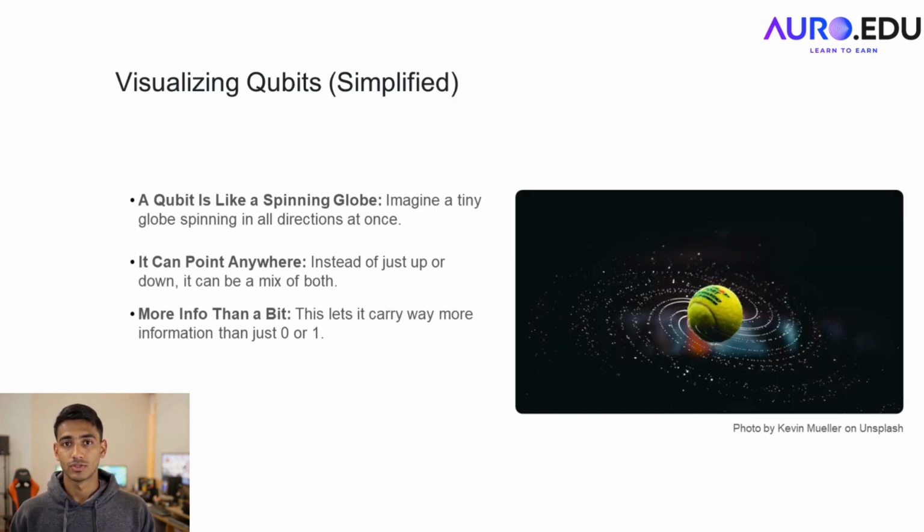Trying to picture a qubit? Think of a tiny globe that's spinning in all directions at once. That's the Bloch sphere, a fun way scientists imagine how qubits behave. Unlike a regular bit that's just on or off, a qubit can be in a mix of states, pointing anywhere on this sphere. It's this spinning magic that helps quantum computers pack in lots more information.